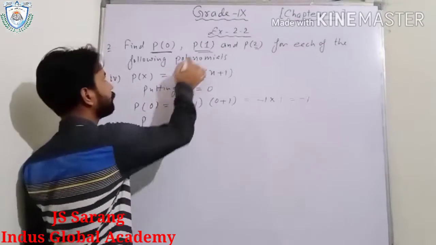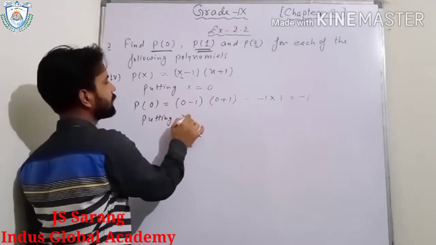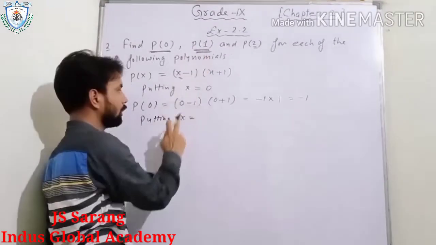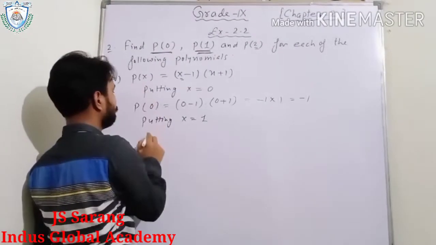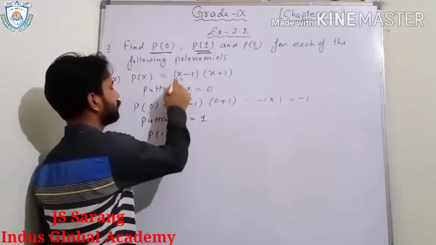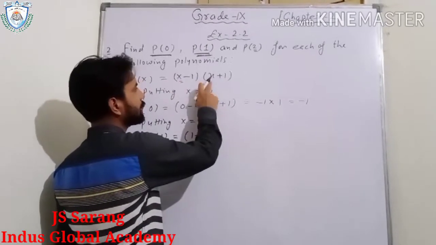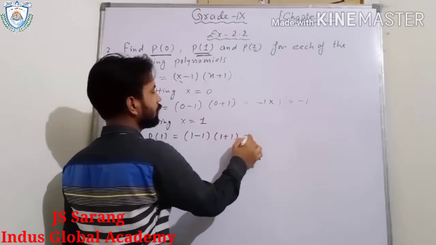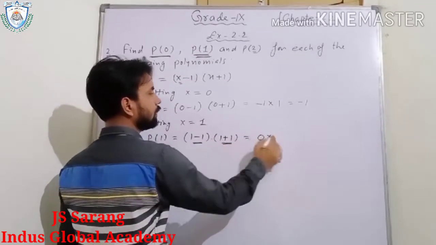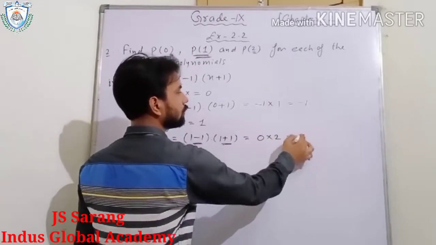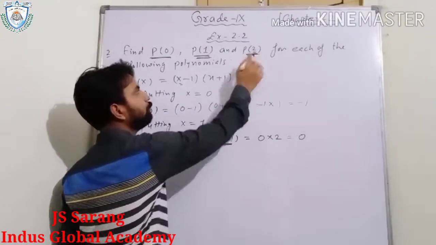Now we have to find P1. So putting x equal to what? We want P1. So the value of x will be 1. Clear? So putting here P of 1 equal to, in first bracket x is 1 minus 1. In next bracket x is 1 plus 1. So beta 1 minus 1, that is 0, into 1 plus 1, 2, 2 into 0, that is 0.